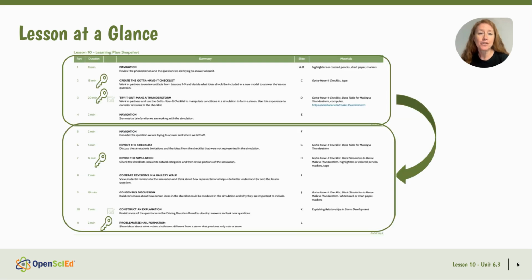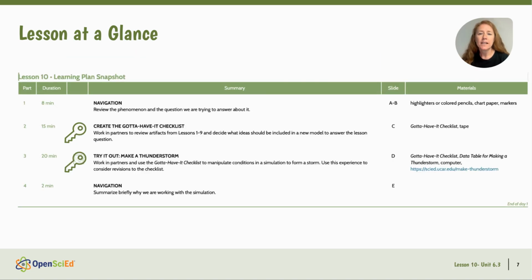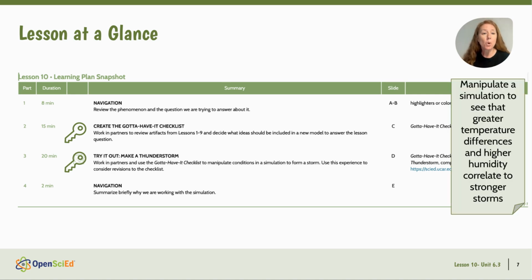Here's the snapshot for 2 days of Lesson 10. Let's look more closely at day 1. In the first chunk of the lesson, students create a gotta have it checklist of the ideas they've figured out so far that will help us answer the question, why do clouds and storms form at some times and not at others? And then they work with a simulation. So they manipulate the simulation to figure out that there's a correlation between higher humidity and greater temperature differences between the ground and the air and stronger storms.